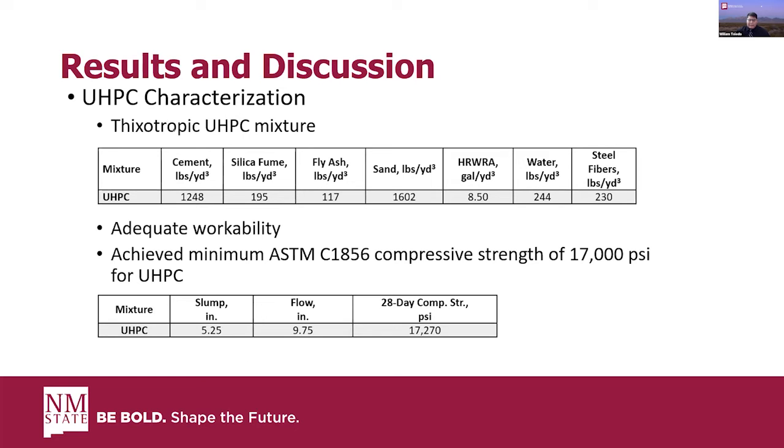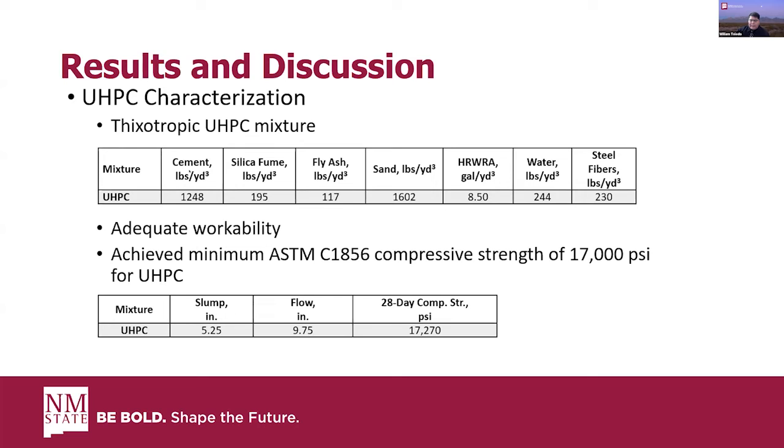So we want a thixotropic mixture because we have no control of where we place this UHC. So if we place on a slope surface, we don't want that UHC just to run off. We want it to stay still until energy is put in to move it by using a vibrating wand or a vibrating streak. Okay. And this is the mixture proportions for that UHC mixture.